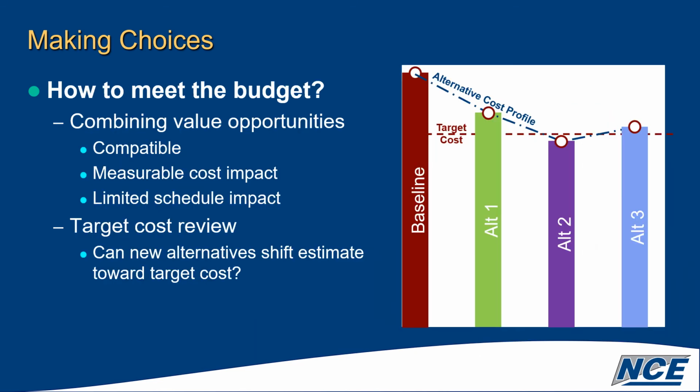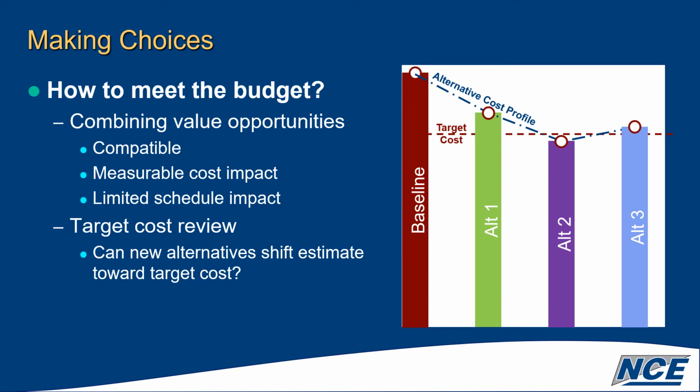So how do you meet the budget? Well, in this particular case, we were able to consider combining value opportunities. You've got to make sure that they're compatible. They have to have some kind of a measurable cost impact, or why would you bother? And you have to have a limited schedule impact. So those are three starting points that you want to have.